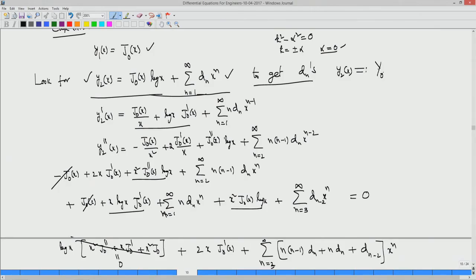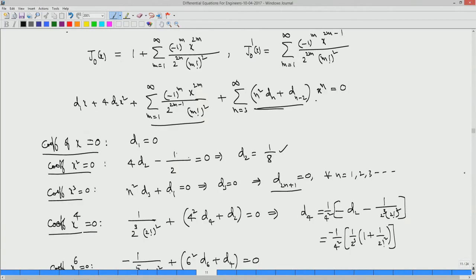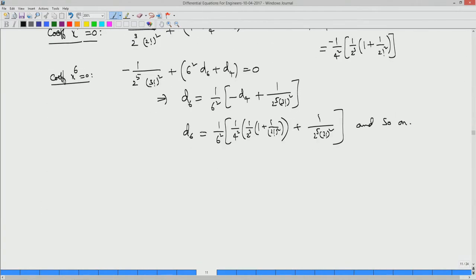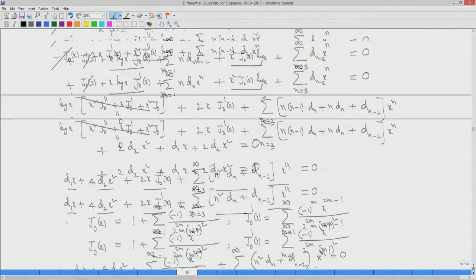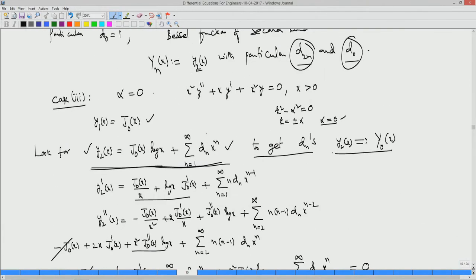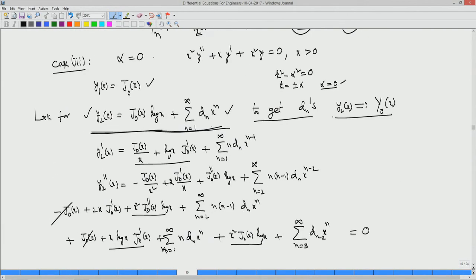You have seen earlier yn of x with alpha equal to n. Now you see that yn of x, by definition, is your y2 which is given here, with all the dn's which you calculated. So that is how you define the Bessel function of the second kind with order alpha equal to 0, the Bessel function of 0th order of the second kind, for the Bessel equation of order 0.